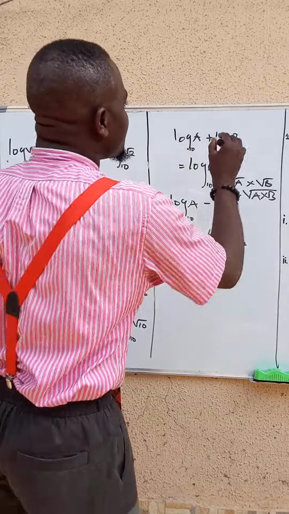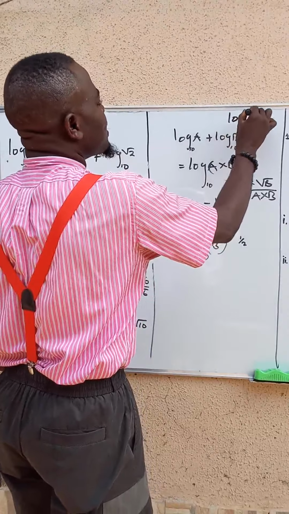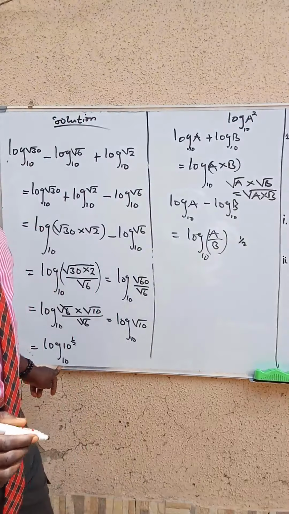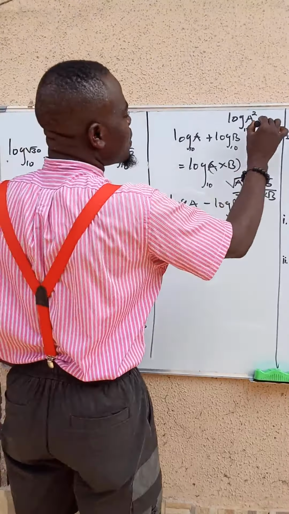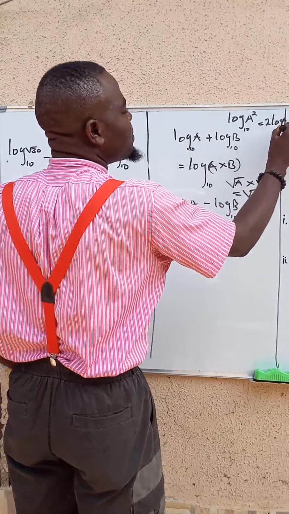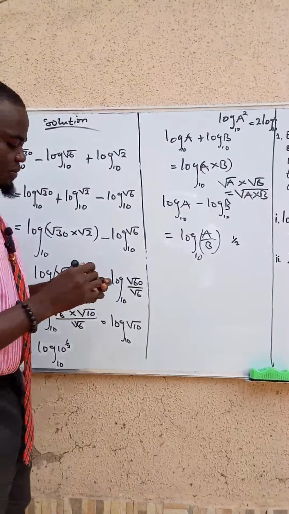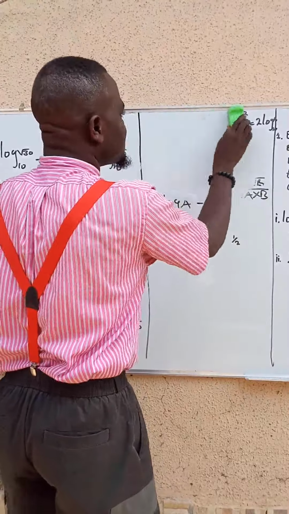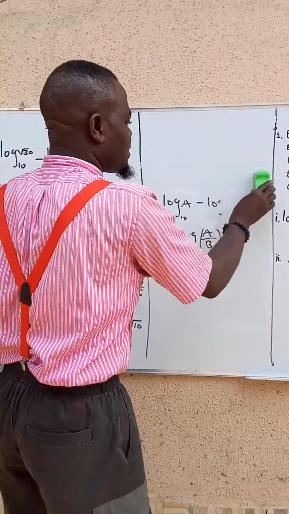And from the law of logarithm, we'll say that if we have log a raised to the power of 2, let's say base 10 or base c as the case may be, it is the same thing as what? 2 log a base 10. Right? Now, if that is true, of course it is true.